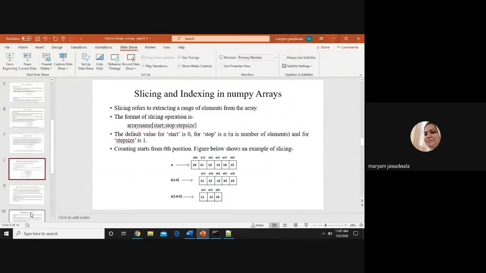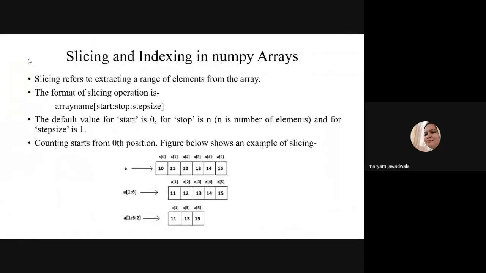So the next important concept is slicing and indexing in NumPy arrays. Let's understand what we mean by slicing and indexing in NumPy arrays. So slicing, you already know it. Slicing refers to extracting a range of elements from the array. It means we need to create an array from the existing array, right? And the newly created array is a part of the original array, right?